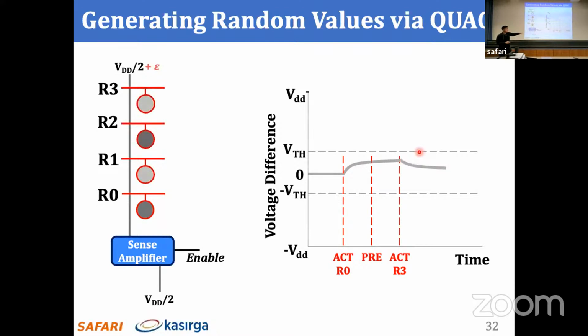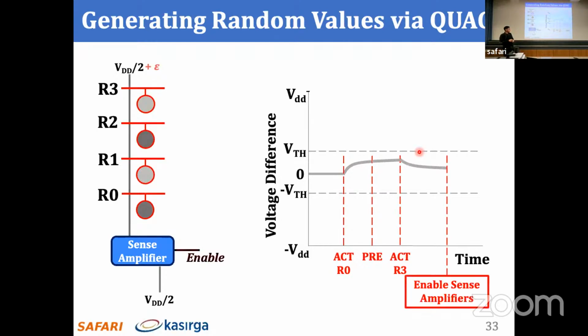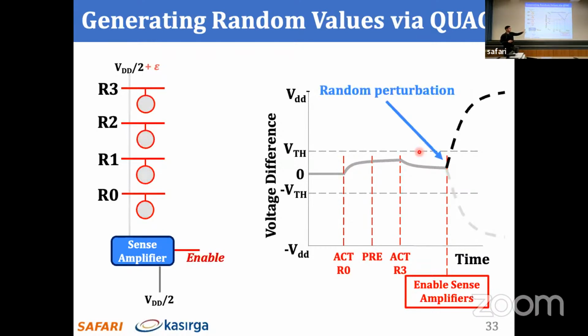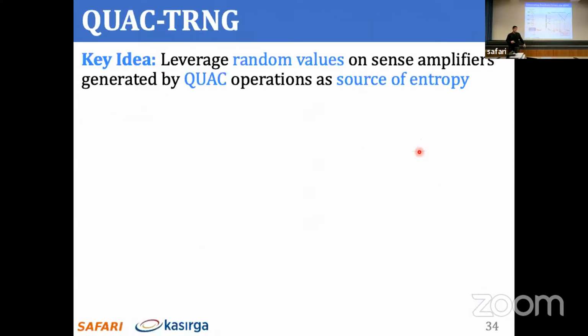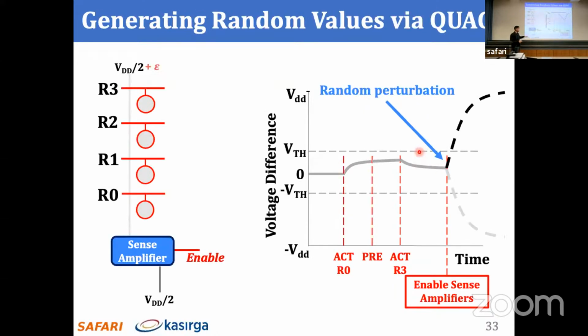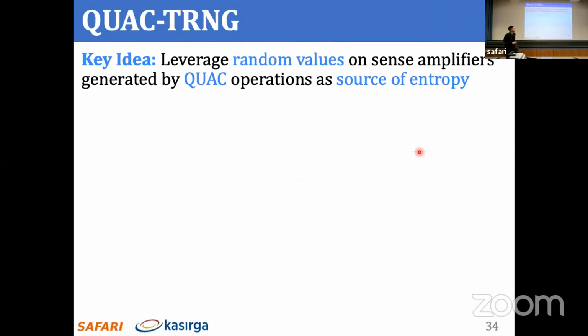And then we send an activate command, this time to row 3, and this will enable all 3 rows. Because we have conflicting data patterns, this will take the bit line voltage further down, because we initialized 2 rows with 0s and 2 rows with 1s. At this point, the sense amplifier will be enabled. It will try to sense a voltage that's below the reliable sensing threshold, the VTH value. So the random perturbations caused by random physical phenomena will force the sense amplifier to sample either 1 or 0, randomly.